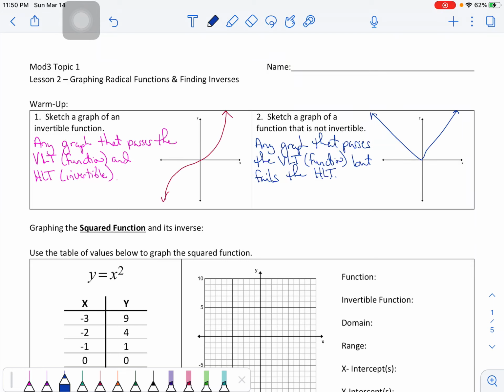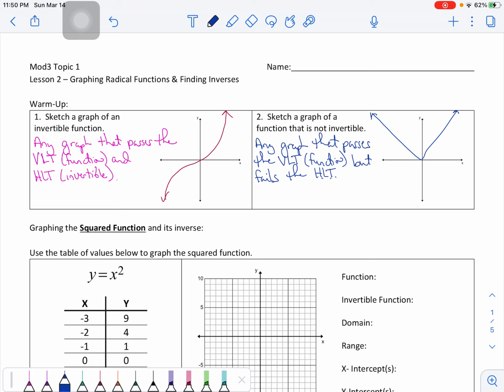So I told you we're going to do things a little out of order. We did lesson 1, which was functions and invertible functions. And we did lesson 4, which was rewriting radical expressions into fractional exponents, or rational exponents. And if you had rational exponents, being able to write those into radical expressions. Now we're going to do lesson 2, which is graphing radical functions and inverses, finding inverses.